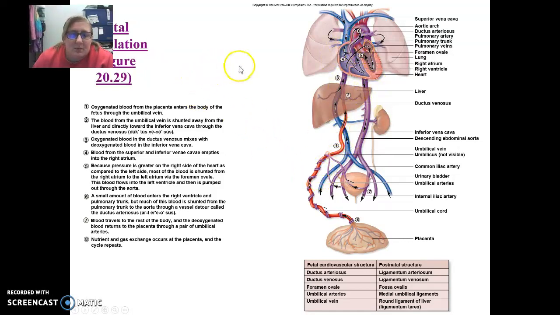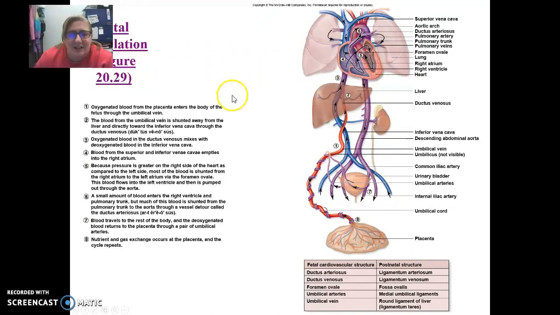So normal circulation through a newborn is going to be from the right atrium through the tricuspid valve to the right ventricle, out through the pulmonary semilunar valve to the pulmonary artery, and then out to the lungs, right? Blood comes back through these four pulmonary veins to the left atrium, then down through the bicuspid or mitral valve to the left ventricle, and then out through the aorta and to the body. And it's in the lungs where we get gas exchange.